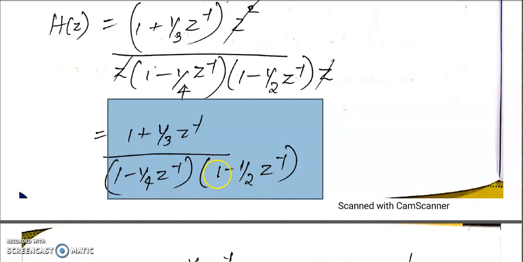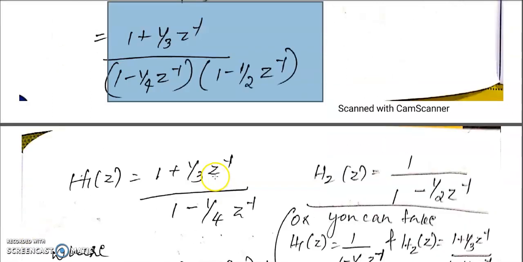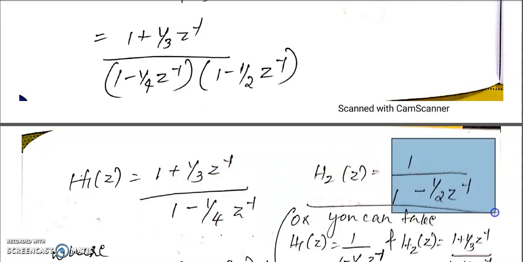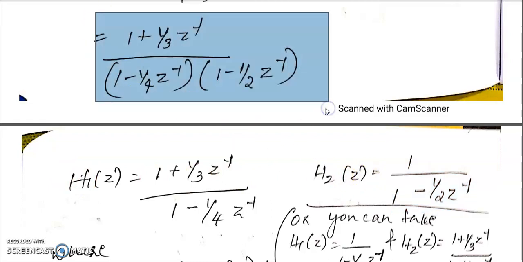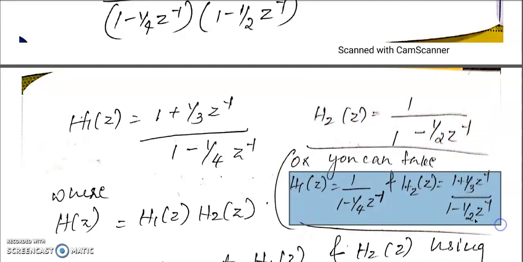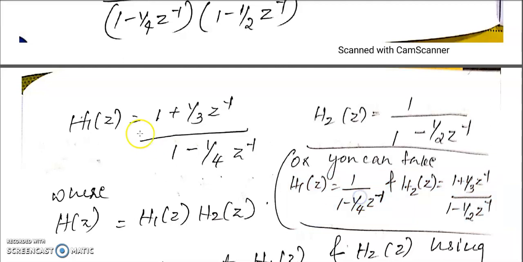Then we can split this H of z into two transfer functions. That is H1 of z as 1 plus 1 by 3 z inverse divided by 1 minus 1 by 4 z inverse, and H2 of z is 1 by 1 minus 1 by 2 z inverse. When we multiply H1 of z and H2 of z, you will get this equation. You can take H1 of z in this manner or in the reverse manner also. These are also valid, but you must ensure that each system is the transfer function of an IIR system.